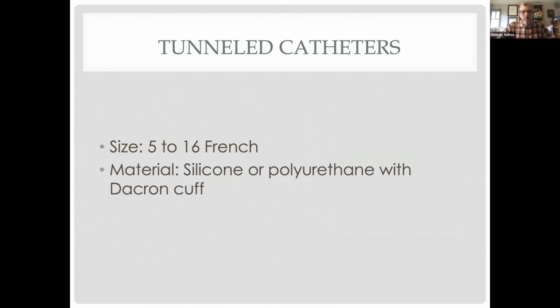Tunneled catheters are made generally of 2 different materials, silicone or polyurethane, which we'll do another little deep dive in a little bit, with a cuff usually made of Dacron, which is meant for your tissues under your skin to grow into and kind of attach themselves to. That was Hickman's big innovation. These are accessed via a central vein, which we'll also talk about.